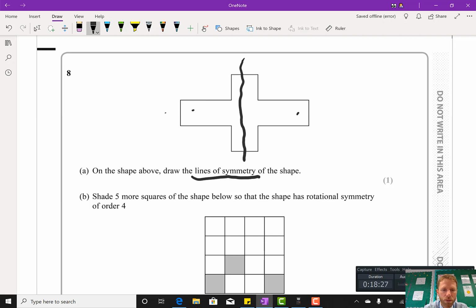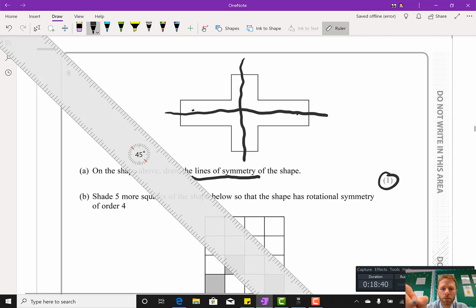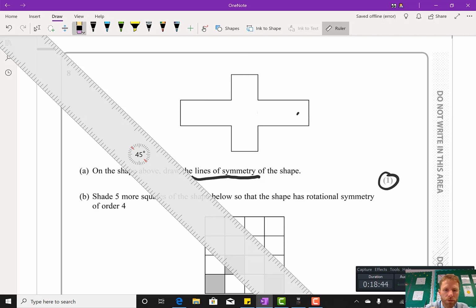If I put a line of symmetry through here, then the top half will fall onto the bottom half. So I've got 2. It's only worth 1 mark, which means I need to get both lines of symmetry in order to do it. Now I've just discovered the ruler, so we're going to make this a lot neater.